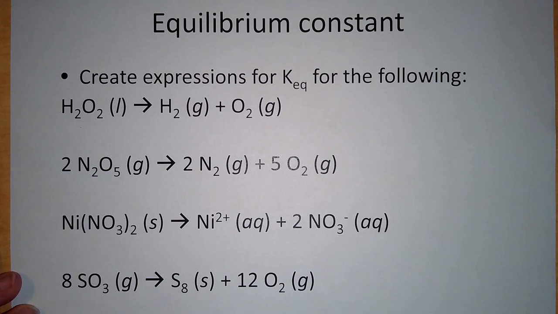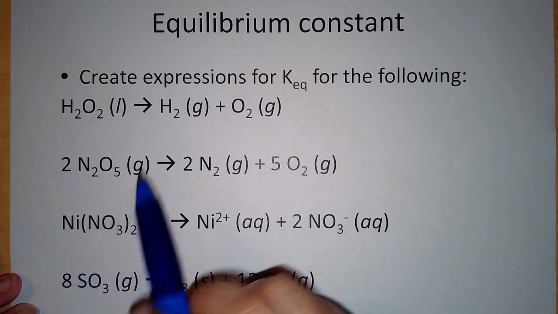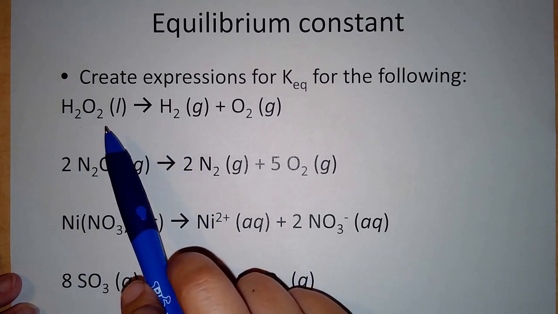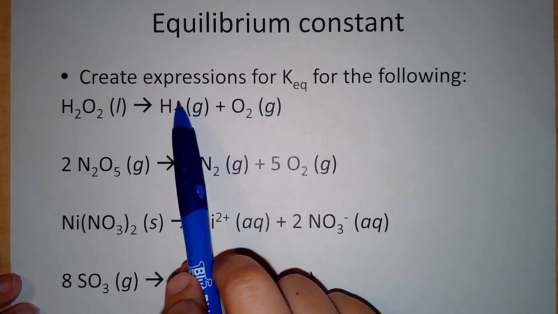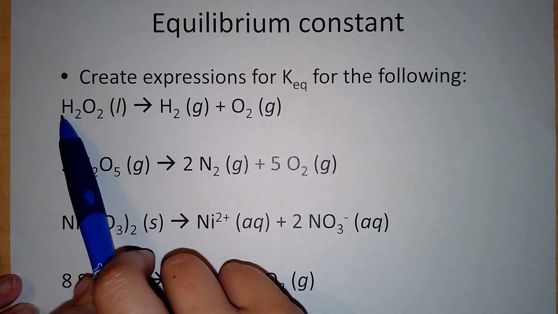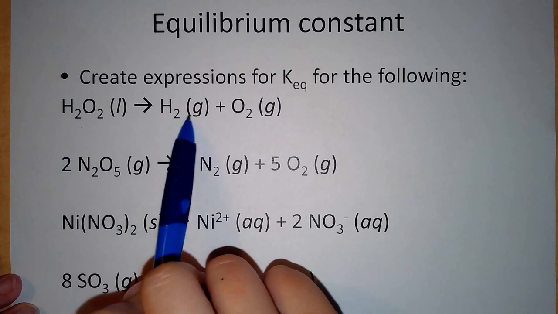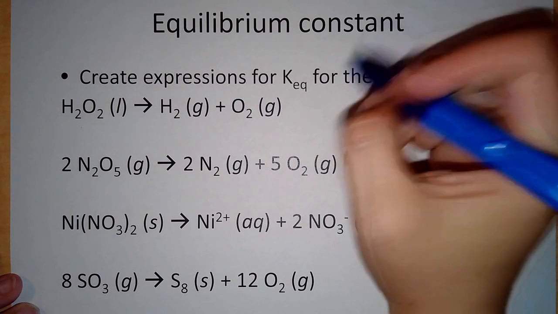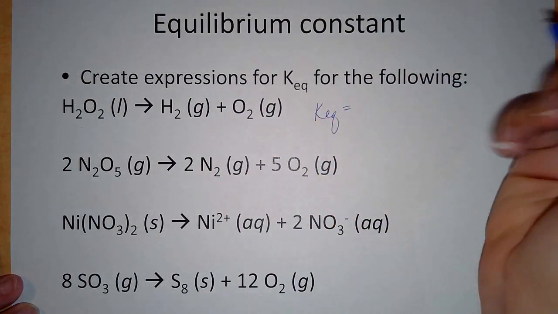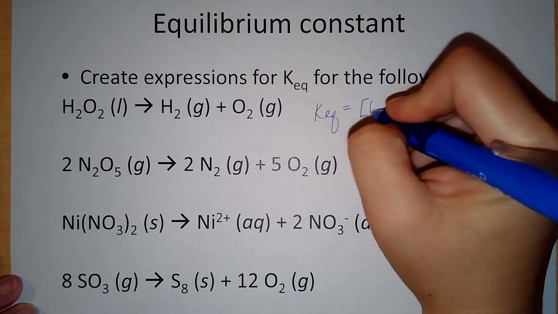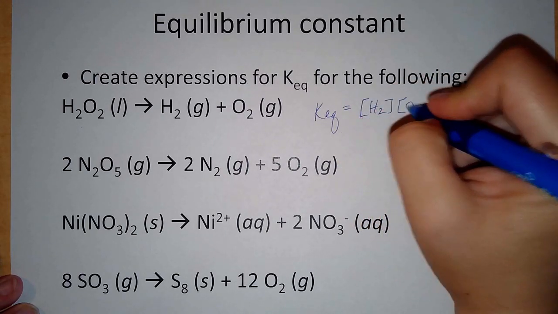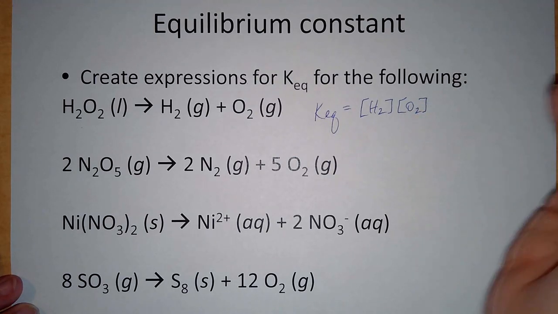Alright, so in this video we're going to look at calculating equilibrium constant and writing our equilibrium expressions. So in the previous video about equilibrium, we looked at how the equilibrium expression comes about. Remember, we want to put products over reactants, and we only include gas or aqueous components. So in the first one, H2O2 liquid goes to H2 gas plus O2 gas. Our K equilibrium expression is only going to take into account the gas, so H2 times O2. We don't include the liquid.